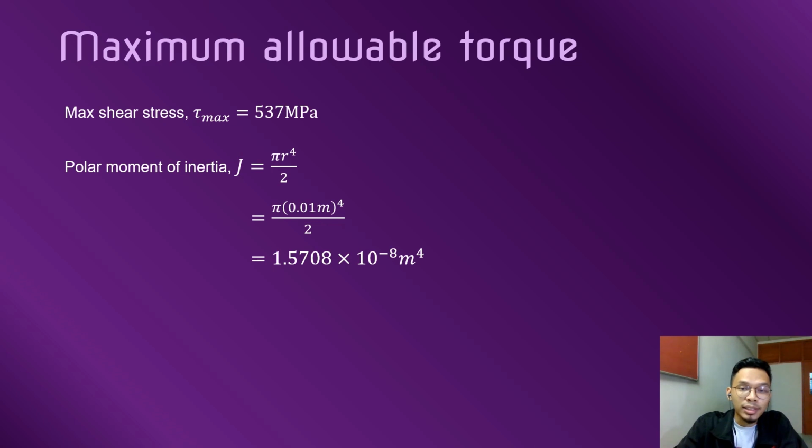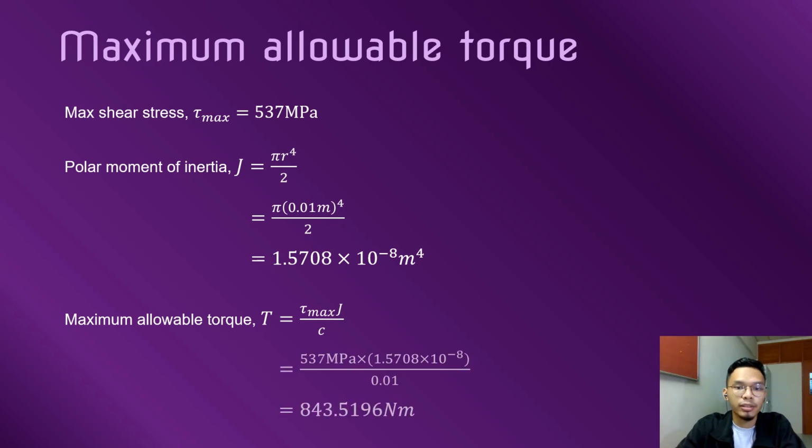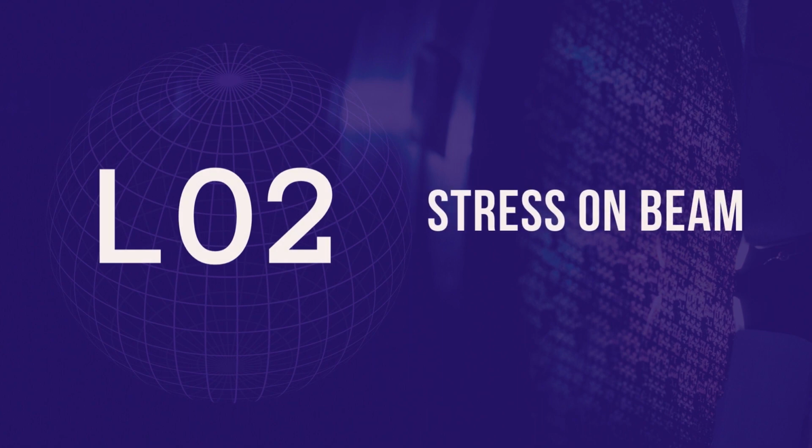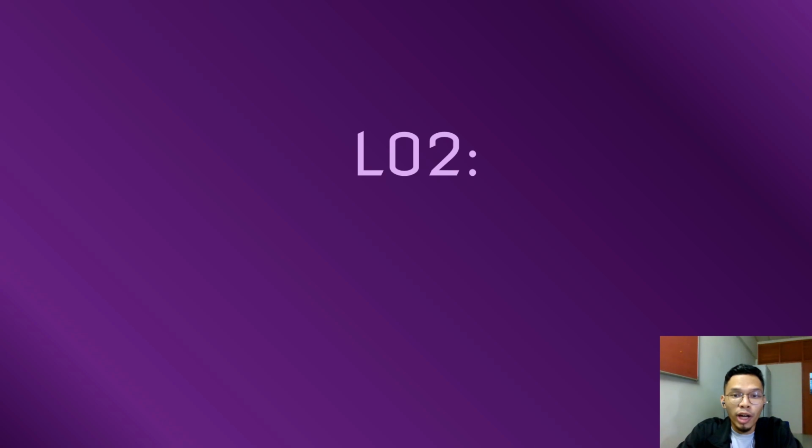So from the tau max and the polar moment of inertia J, we can calculate the maximum allowable torque. T equals tau max times J divided by C. C is also the radius. We include all the data that we have calculated and we get the maximum allowable torque T equals 843.5196 Newton meter. So that's all for LO1.